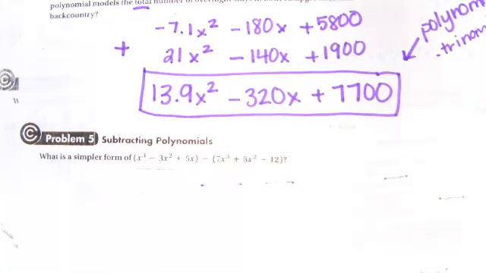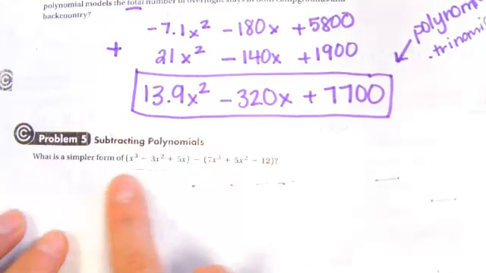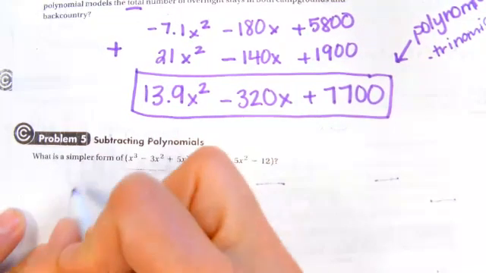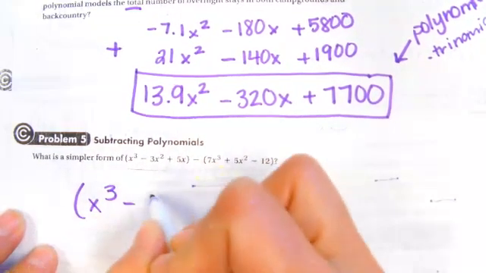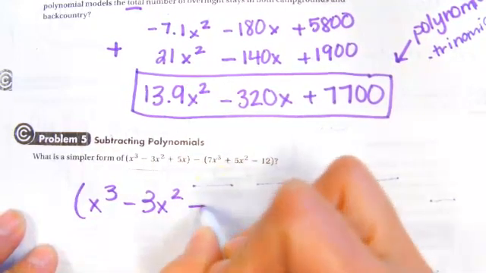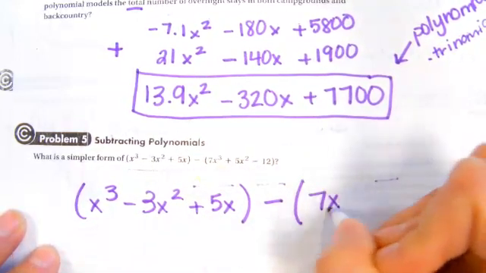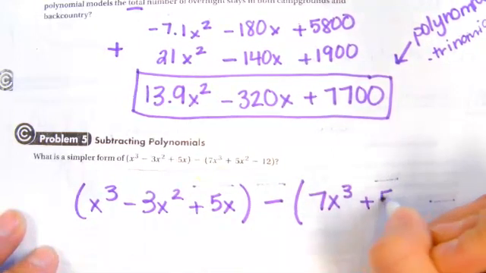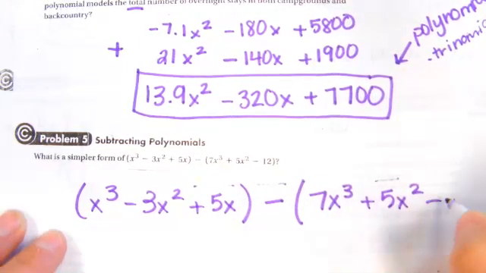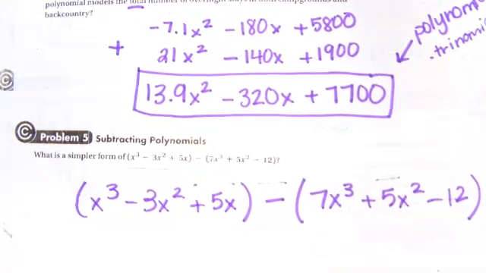Subtraction is a little bit more challenging, okay? Because the order matters, and sometimes we get minus negatives, okay? So in this one, what is the simpler form of, and I'll write this bigger, x to the third minus 3x squared plus 5x minus the quantity 7x to the third plus 5x squared minus 12. Okay, so I recommend for subtraction lining these up.